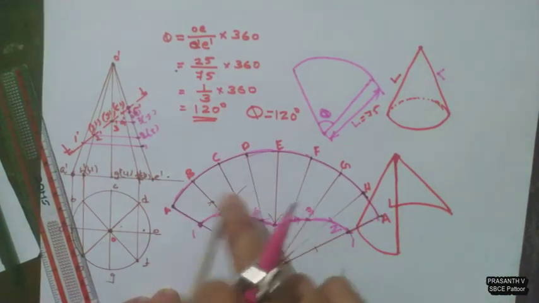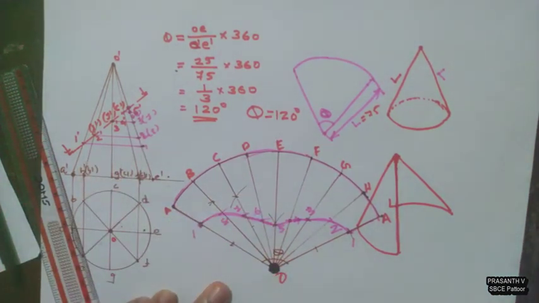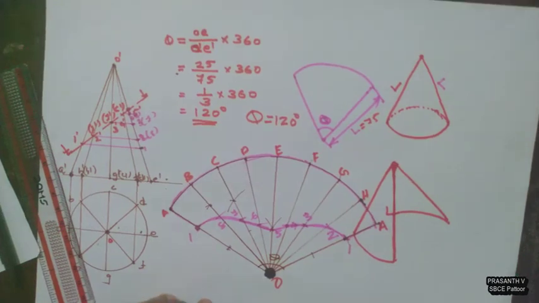So this is the development of a cone which is cut by a sectional plane through the midpoint of the axis, section plane at an angle of 40 degree. This is how we do the problem.